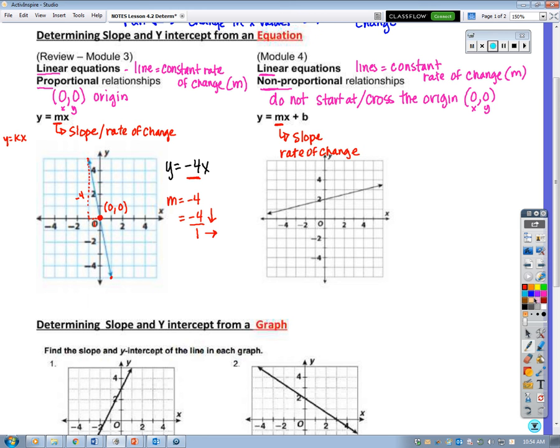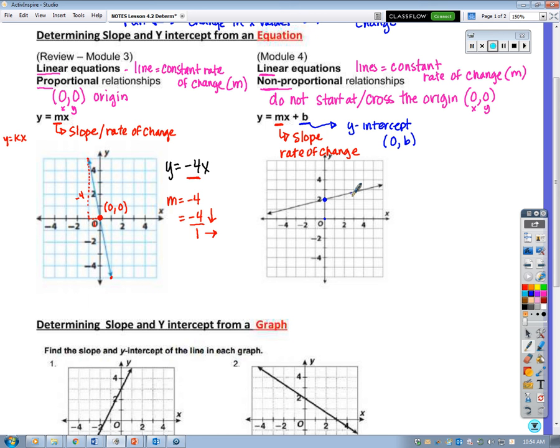But what has changed is that we have added b onto here. So it's y equals mx plus b, and b represents our y-intercept. If you can recall yesterday's lesson, that is where our line crosses the y-axis. So if I'm looking at this graphic of an example of a non-proportional relationship, it's linear, it makes a straight line, but it is not proportional because it does not cross the origin. Instead, it crosses at positive 2.